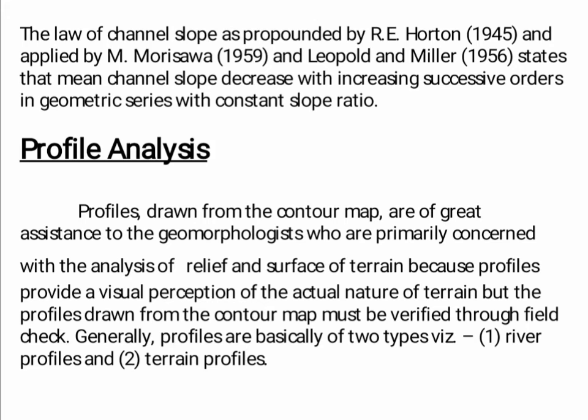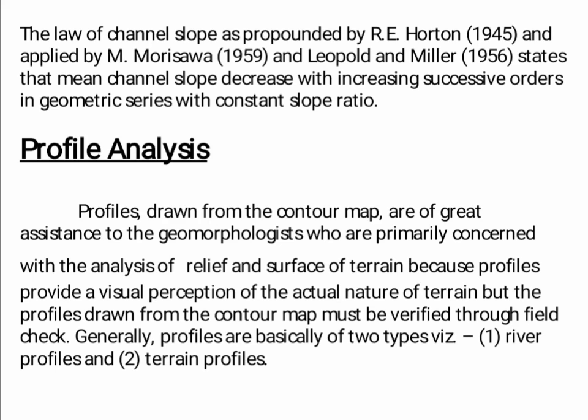The law of channel slope, as propounded by R. E. Horton and applied by M. Maruszczak in 1959 and Leopold and Miller in 1956, states that mean channel slope decreases with increasing successive orders in geometric series with constant slope ratio. The next is slope profile angle.